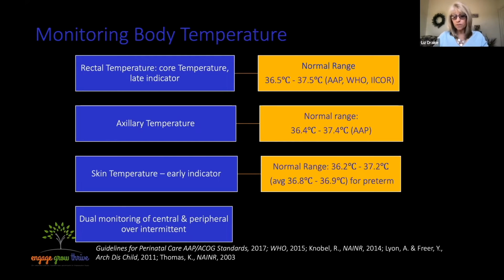Axillary temperature, the normal range is 36.4 to 37.4. So you'll see that it's a little bit lower than the rectal temperature, which we always have understood. Now, skin temperature is an early indicator, and I'm going to focus a lot on dual monitoring of central and peripheral over intermittent. The normal range for a preterm baby is 36.2 to 37.2. And for a term baby, by the way, it is 36.0 to 36.5. So you'll notice here that skin temperature is not the same temperature requirement as axillary temperature. Our goal is not to have those be the same.